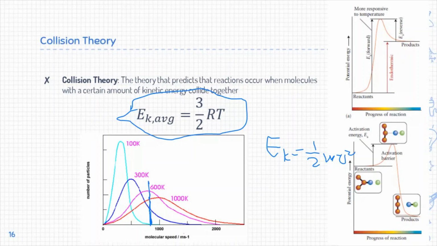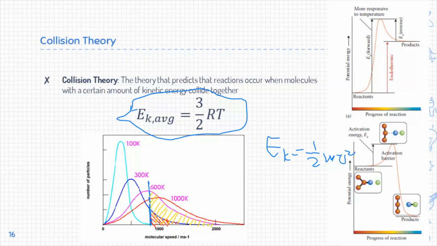Then, as you can see from the Maxwell distribution, at 300 Kelvin, barely any, well, sorry, I was highlighting 100 Kelvin, but at 300 Kelvin, there is about this amount of molecules that will be able to react or undergo reaction. But for 600 Kelvin, there's this many molecules that can undergo reaction, which is substantially greater. I hope that makes sense.